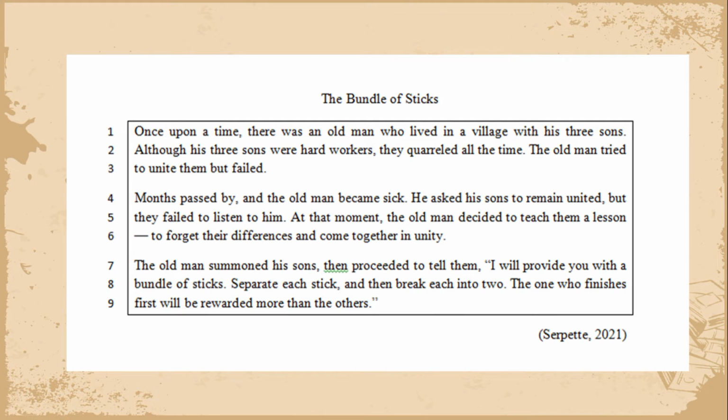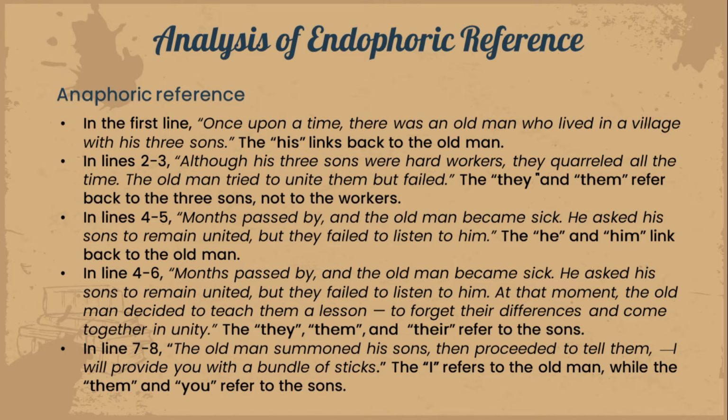Okay, the next example is from the short story. The title is The Bundle of Sticks. Here, there are many references that we can find in the story. Here is the analysis of endophoric reference in the short story. We can find some anaphoric reference in there, such as in the first line, once upon a time there was an old man who lived in a village with his 3 sons. Here, the pronoun his link back to the old man.